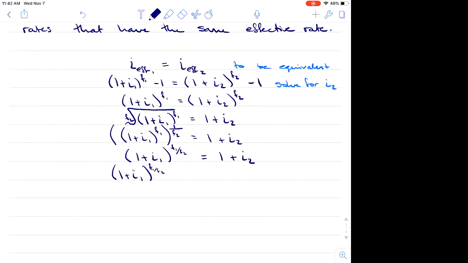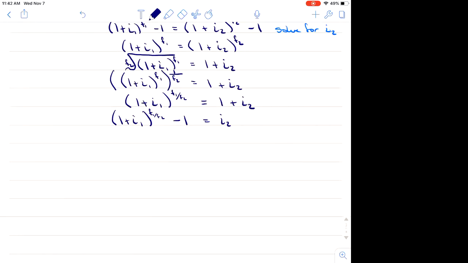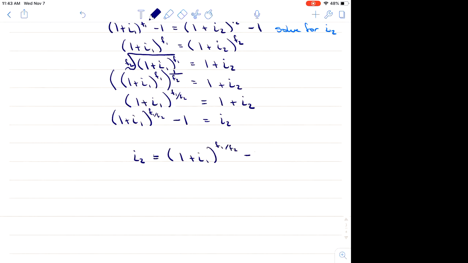See how those subscripts are really important, right? Which frequency came from where? Minus 1 is I2, right? Or as it's written on your formula sheet, I2 is 1 plus I1 to the power of F1 over F2 minus 1. And that's the one on your formula sheet.